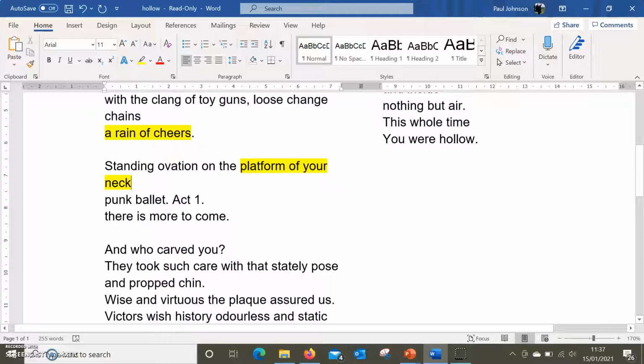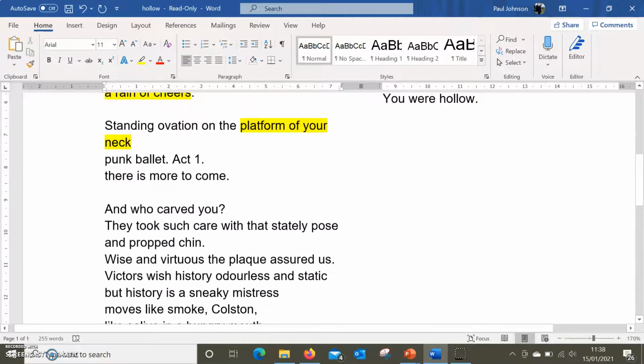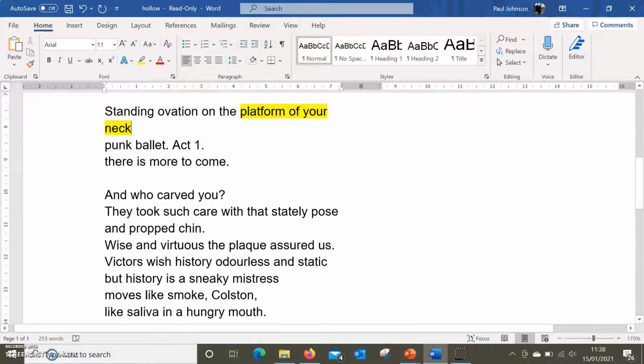Nice bit of rhyme there, draws our attention to this Act 1 idea, suggesting it's almost like part of a play, these events, when his statue is pulled down, and there might be further acts like Act 2 and Act 3. And who carved you? There is a rhetorical question there. I don't know if it's necessarily important, so I'm not highlighting it.